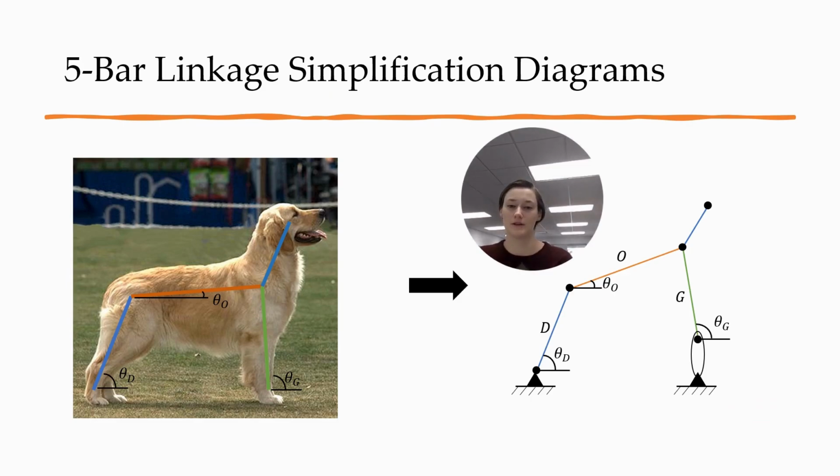This slide shows our simplification of the 5-bar system that we will be using to model Fritz. This diagram also shows the different notation of the angles and links that we will be using to derive our equations in the following slides.